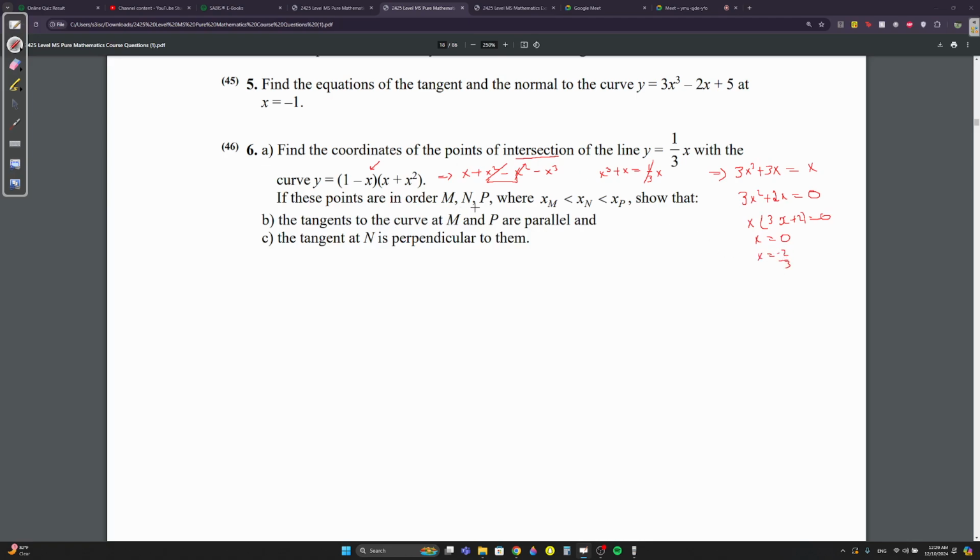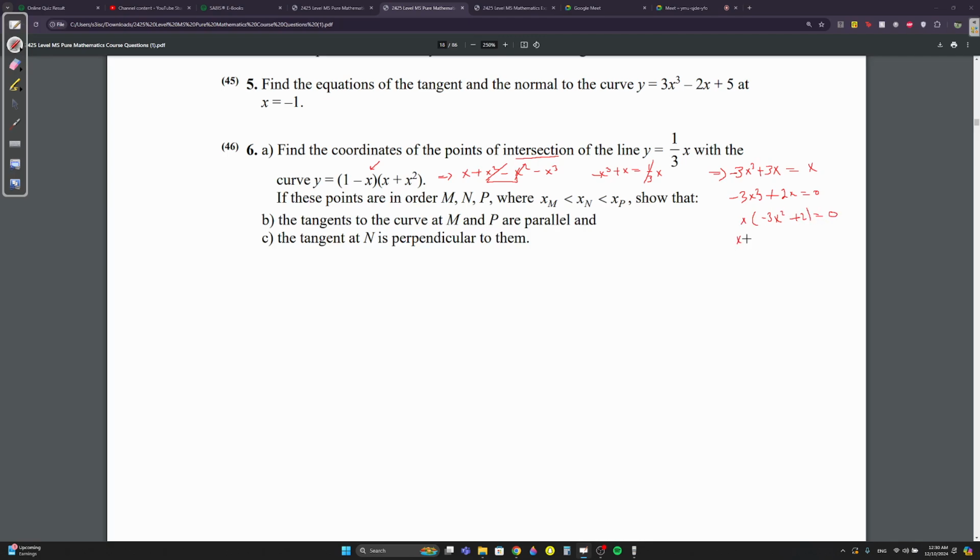Why? How are there 3 points? Never mind. I don't know how to solve equations anymore, guys. Actually, this is a minus. Okay, it was minus here. Anyway, we take the x here, it becomes -3x cubed plus 2x equals 0. Take x out, you can get -3x squared plus 2 equals 0.